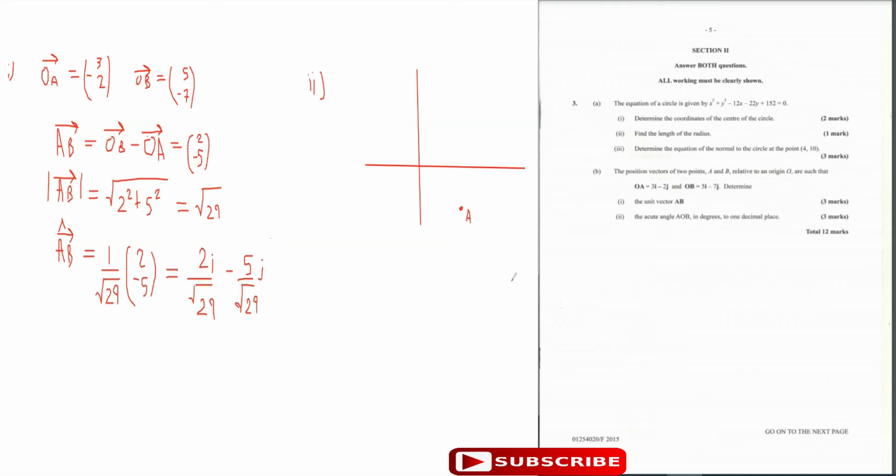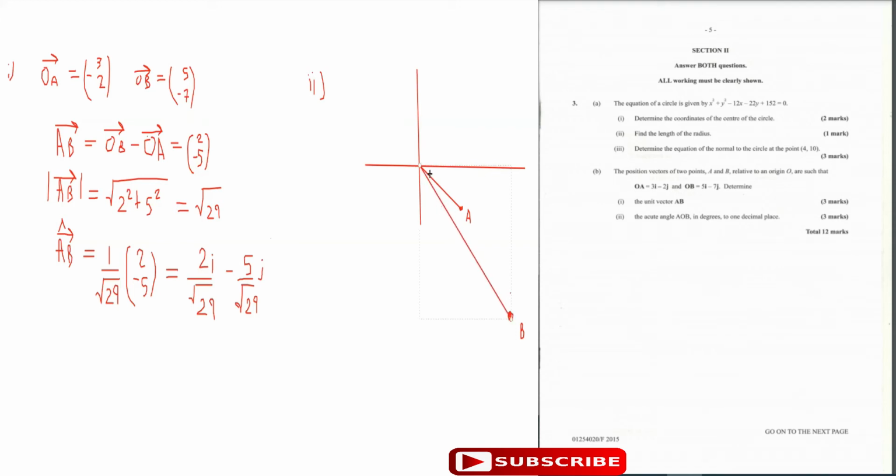5, negative 7 is somewhere down here. Let's say somewhere down here. This would be the point B. So what would be AOB? So this is A to O, and then this is now O to B.